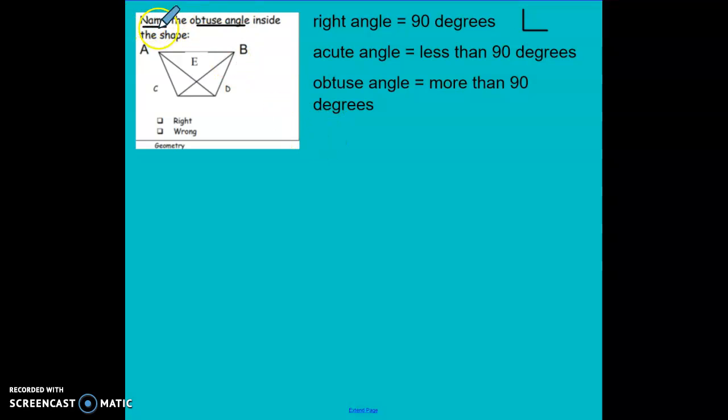Alright, and also I noticed this word, name the angle. So when we're naming an angle, we have to remember that there are three letters needed to name an angle, and the middle letter is where the angle falls, where the vertex is. Okay, the point of where the angle is. So let's start with this angle here. So CAD is an acute angle because I know that it looks smaller than a right angle.